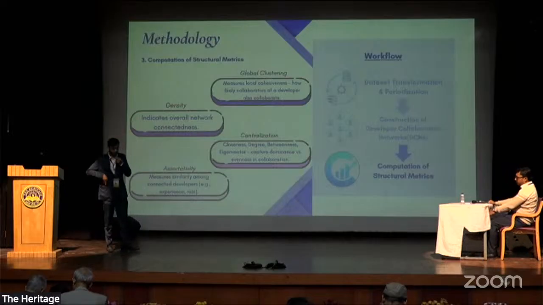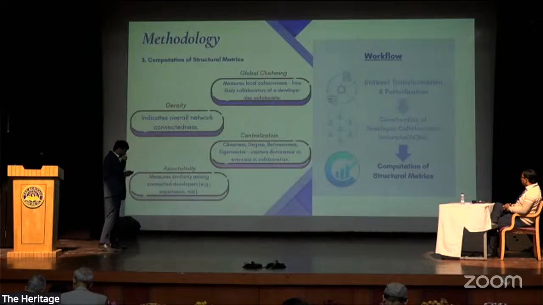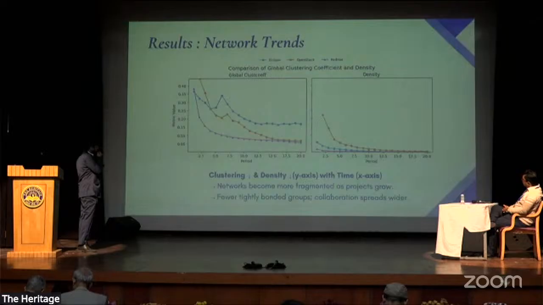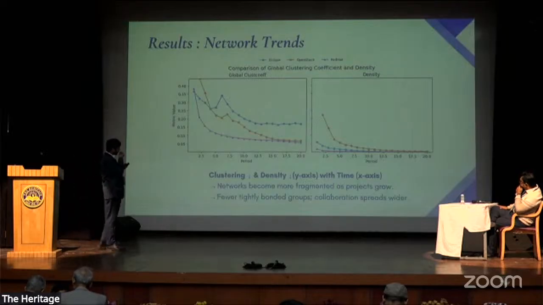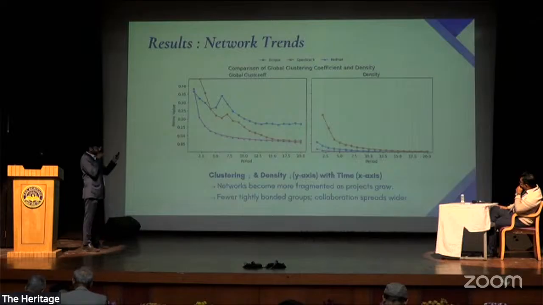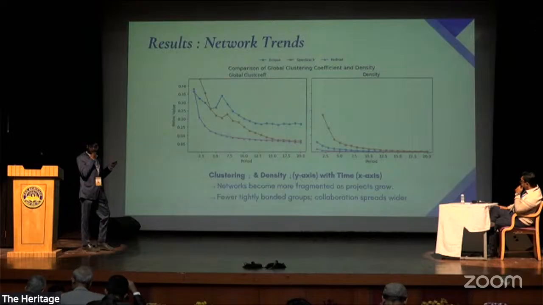Okay, so now let's dive into the results. Over here, you can see there are two graphs, one for global clustering coefficient, another for density. You can see a definite decreasing trend. We are going to come back to this graph later.